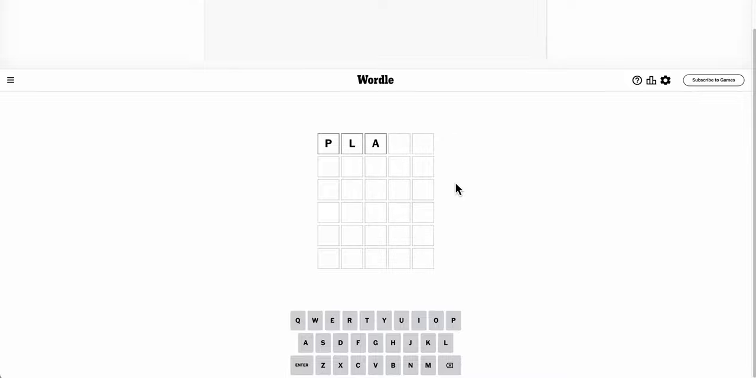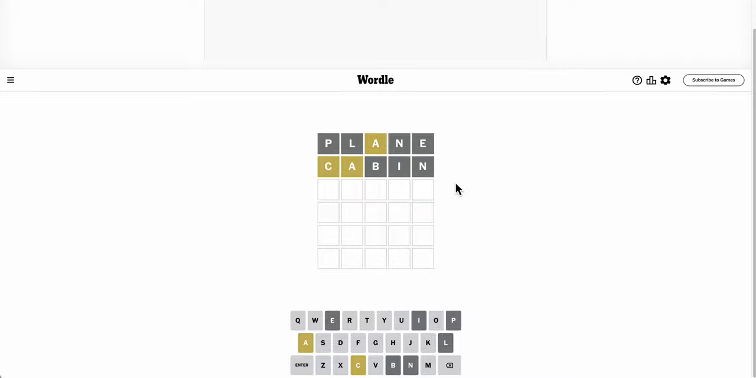Okay, let's try plain to start with. Okay, I get an A. I don't get much else out of it. Cabin gets another vowel out of the way. Oh, wow. So there's a C and an A. We still need O, U, and Y.